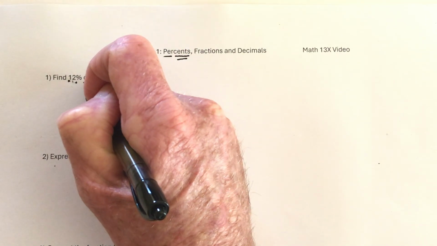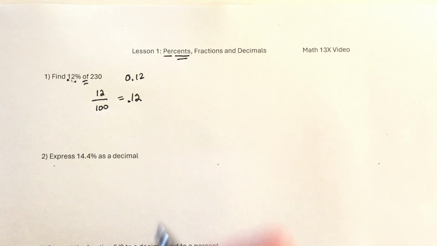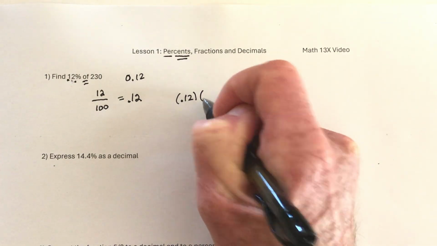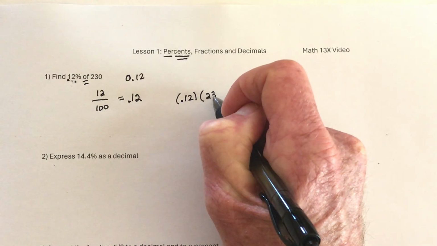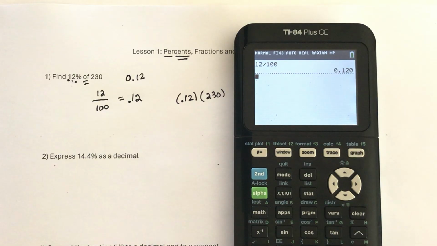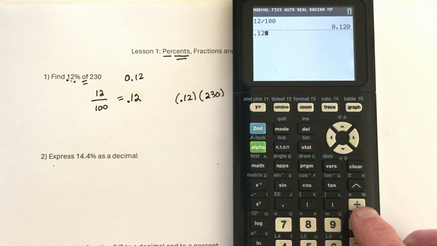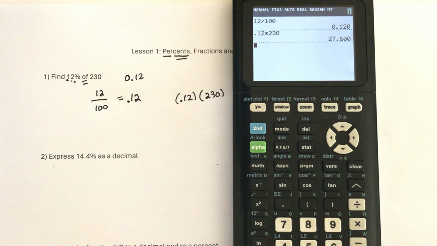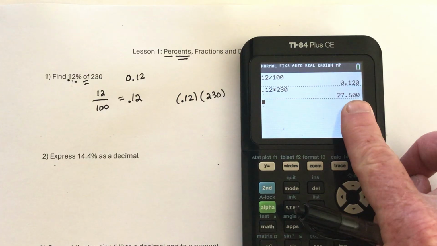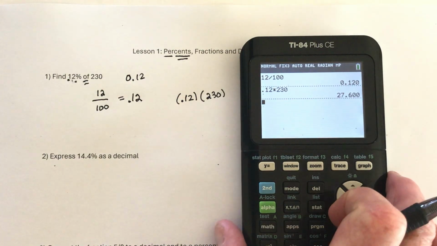Next up, the word of, that means multiply. So now take the 0.12 and multiply with 230. And like I said, we're going to be using the calculator a lot. So put 0.12 multiplied by 230. The zeros at the end don't really count for anything, so my answer is 27.6.